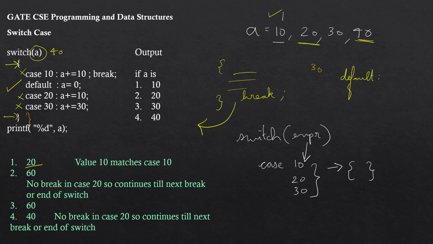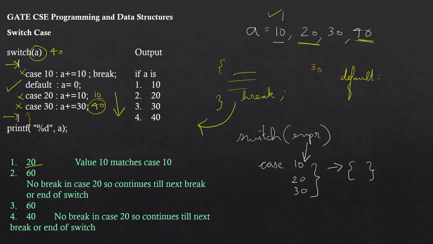Now note here, again, there is no break. So whether it's a case statement or a default, always remember break is needed. Otherwise, it won't exit the switch case. So since now there is no break, it is going to evaluate all the statements after the default. So A is 0, A becomes 10, A increments by 30, becomes 40.